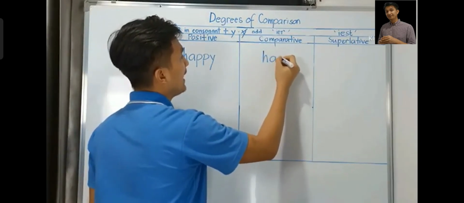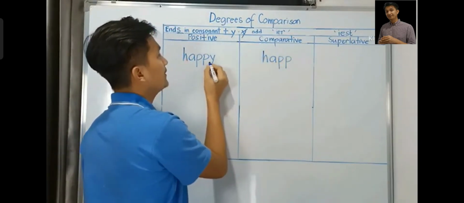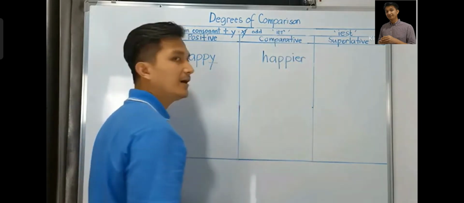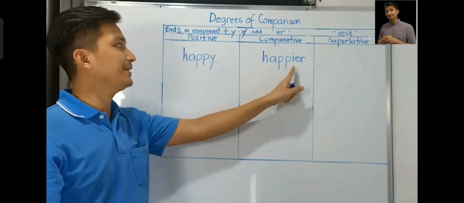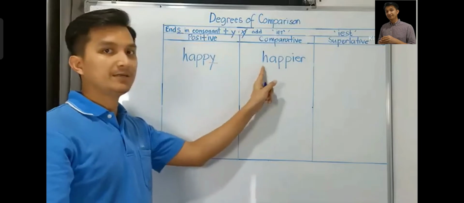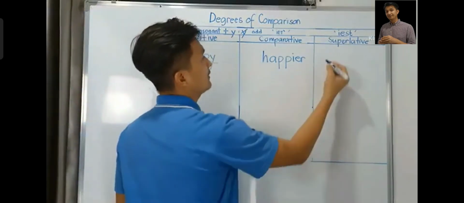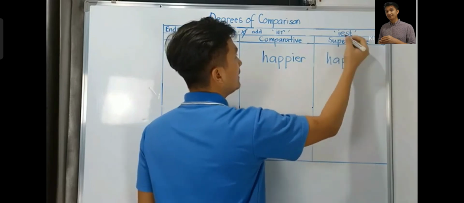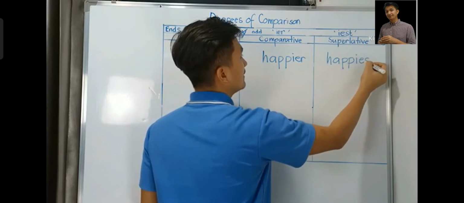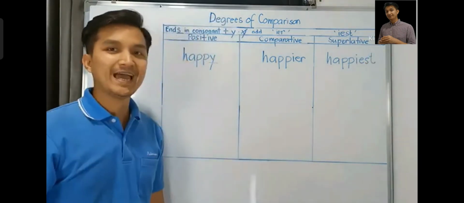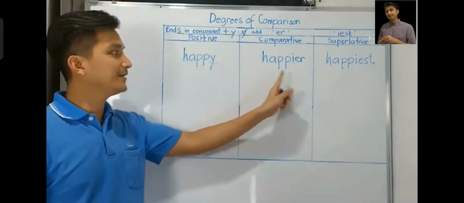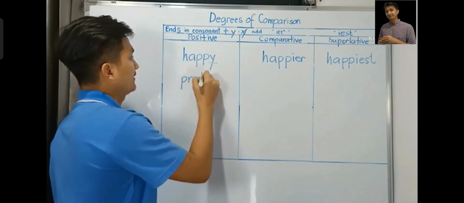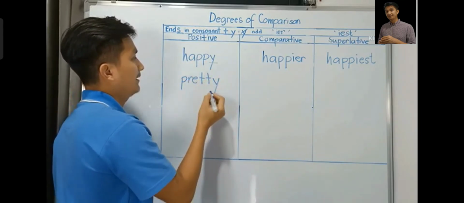So let's write happy, but drop the Y and add IER. So the word will be happier. Happy, happier. How about in superlative? We're going to drop the Y, right? And there you go. Happiest. Happy, happier, happiest. How about the word pretty?